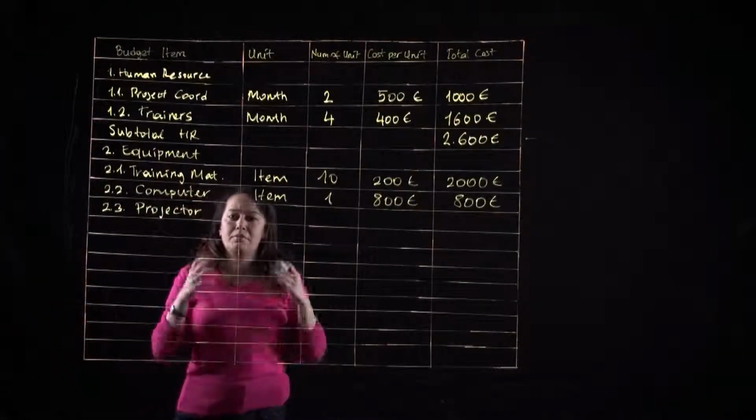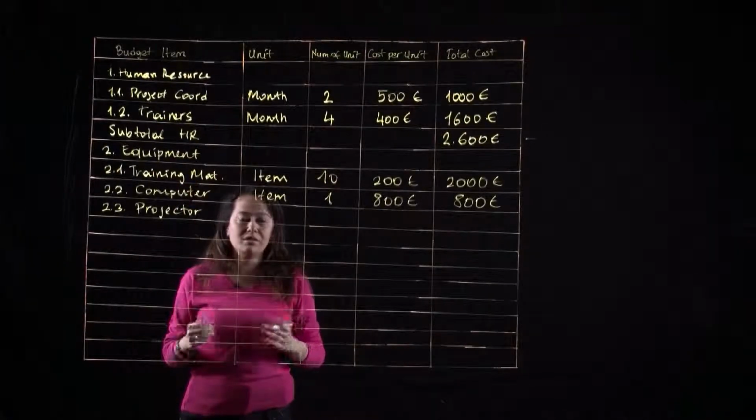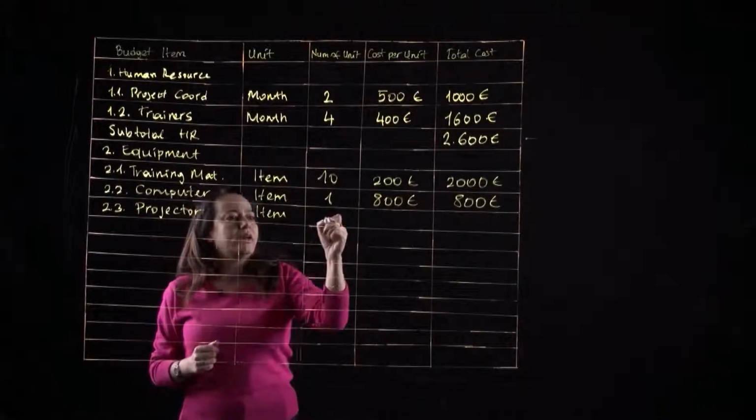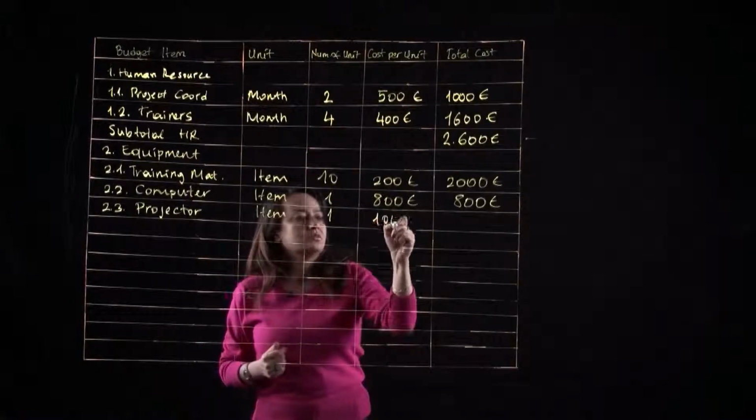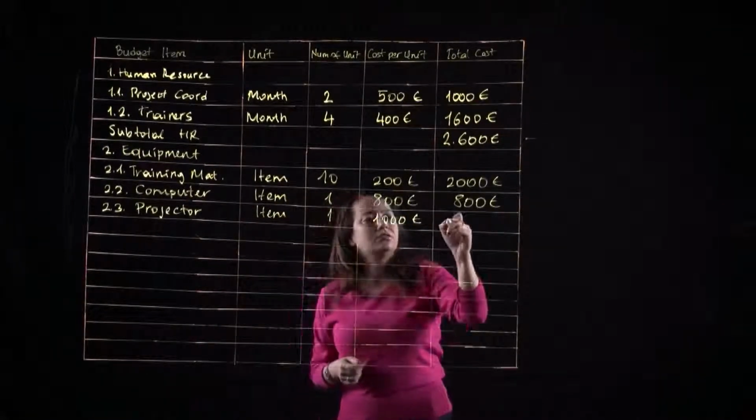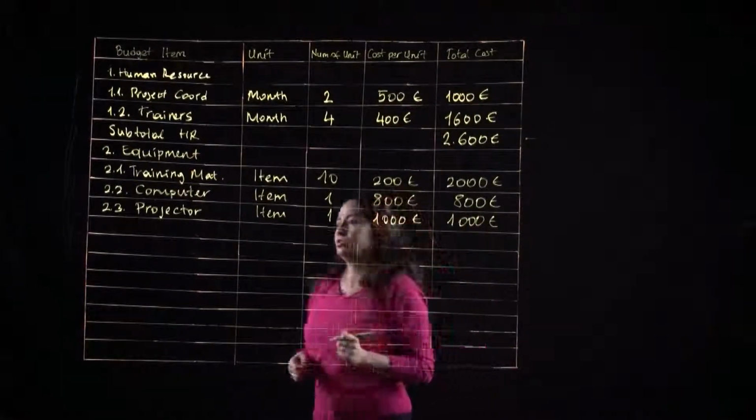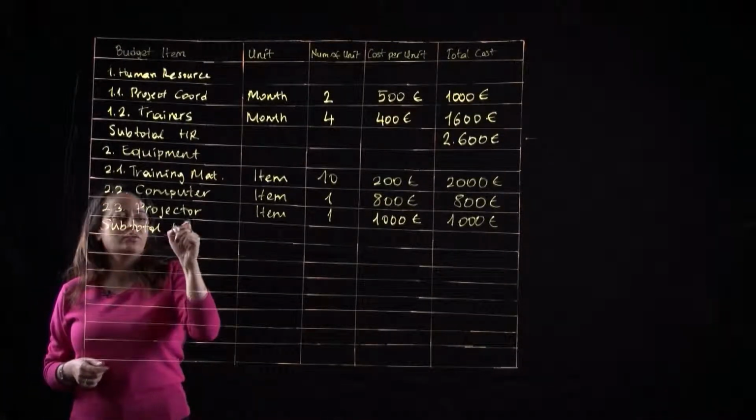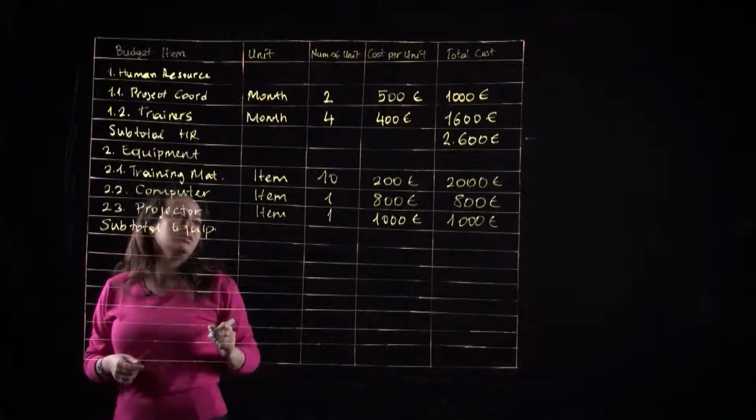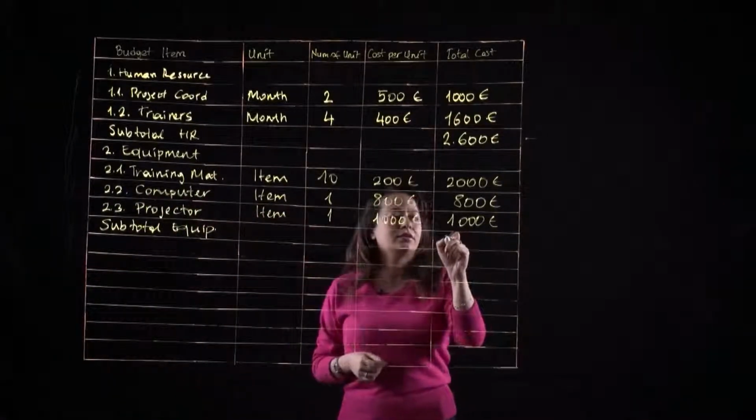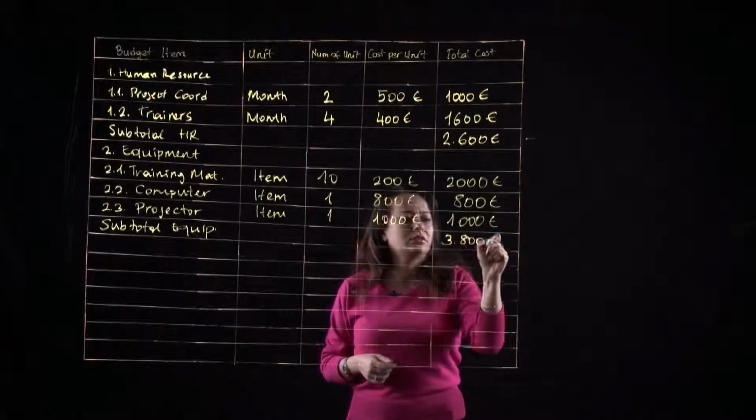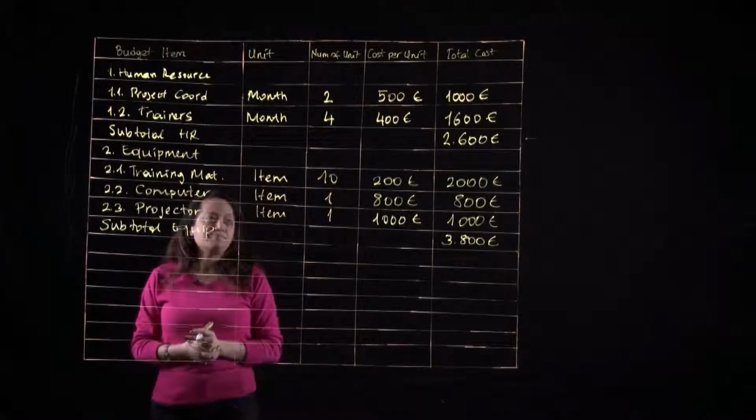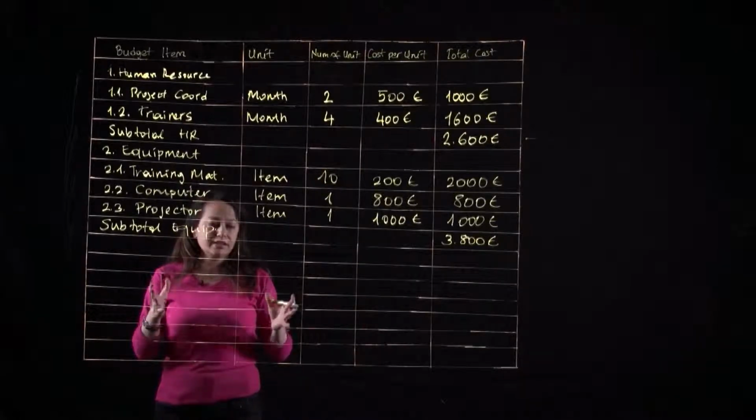By the way, I'm having in my mind that I have all these budget items coming from my resource planning. So this is going to be also one item. So maybe it's a nice projector, 1,000 euros. So let's look at my subtotal for equipment. It's gonna make 3,800 euros.